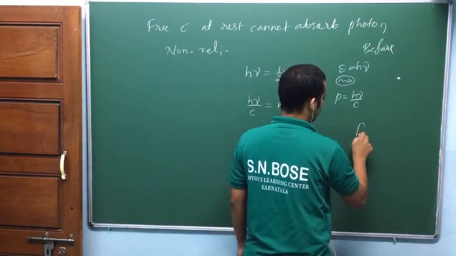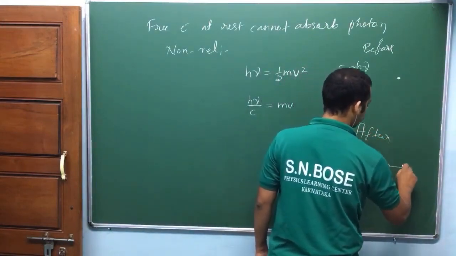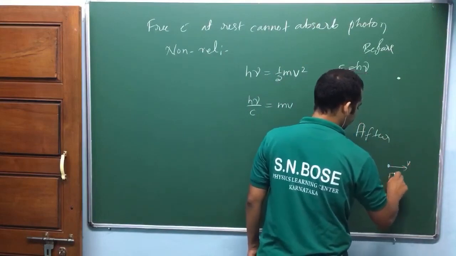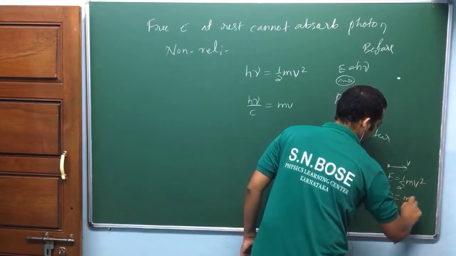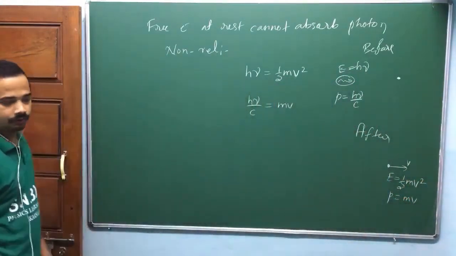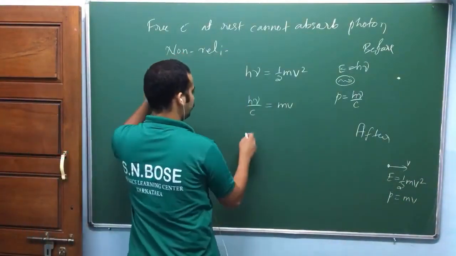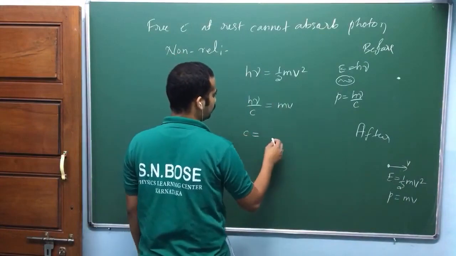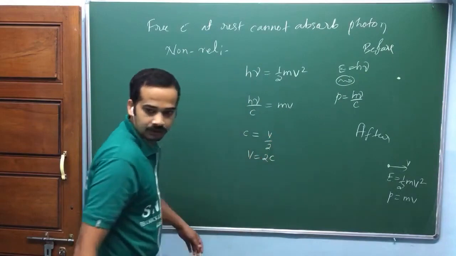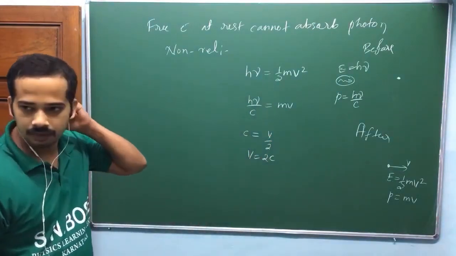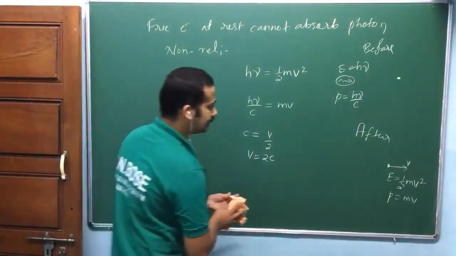Suppose the photon vanished, but the electron is moving with velocity v, so the kinetic energy will be half m v square and the momentum will be m into v. Before and after, momentum and energy should be conserved. Take the ratio: 1 by 1 by c, m gets cancelled, v by 2, so v is equal to 2c. That cannot happen. So try to do it yourself. Take it as a hint. Okay?